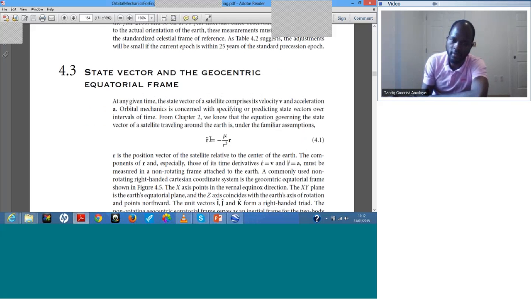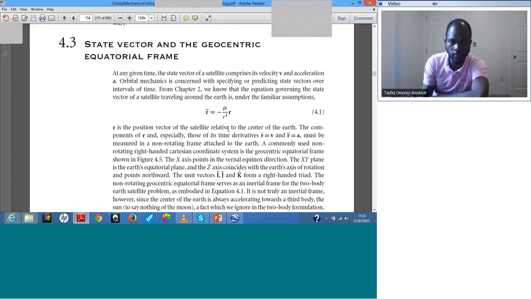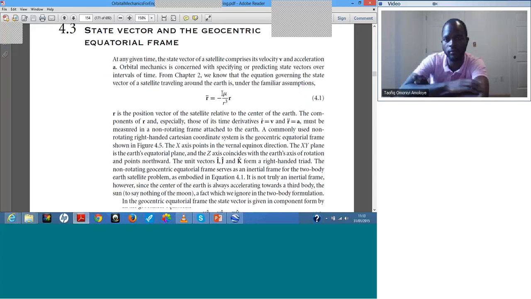But this is the familiar two-body equation from orbital mechanics 1, and that is r dot dot is just the acceleration vector, and that is r, that's the position vector, where r here is the magnitude of the position vector, and mu is the gravitational parameter of the dominant gravitating body in the two-body system.